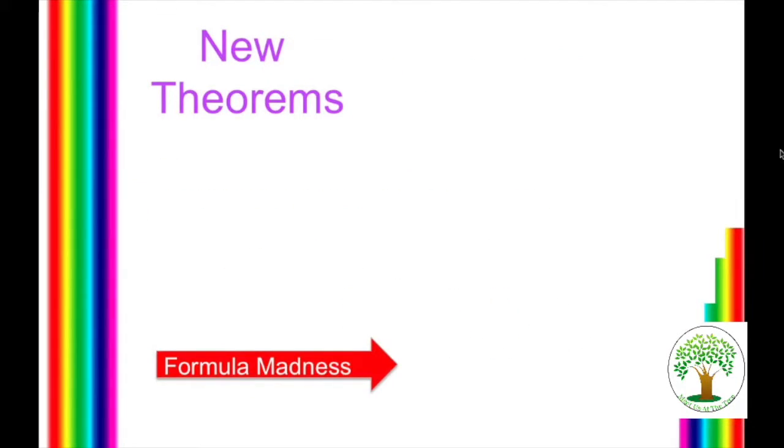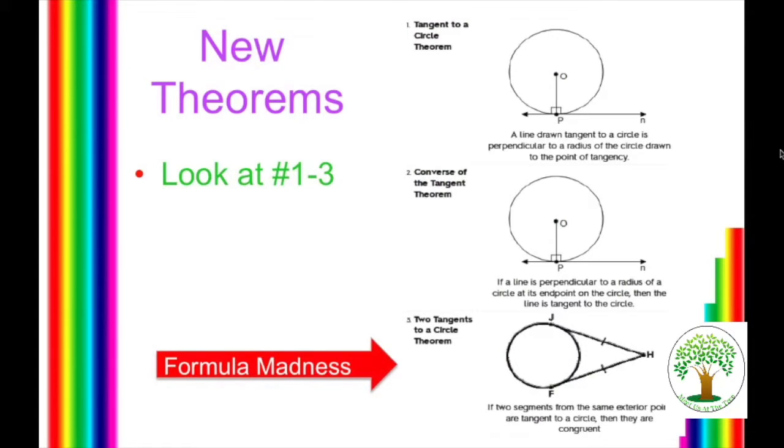All right, here are some new theorems. I'm going to give you your formula madness, so make sure you get that out. We're going to look at the first three, and the bottom one is one of your formula madness ones. You'll need your term sheet and your formula madness out right now. The first one at the very top, number one, is the tangent to a circle theorem.